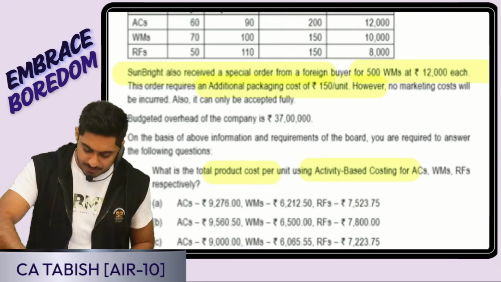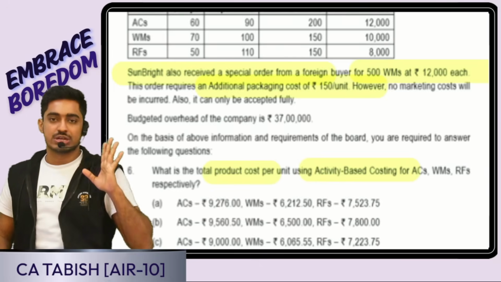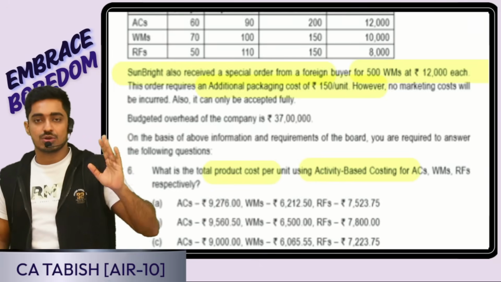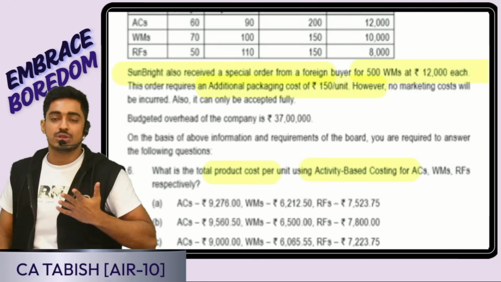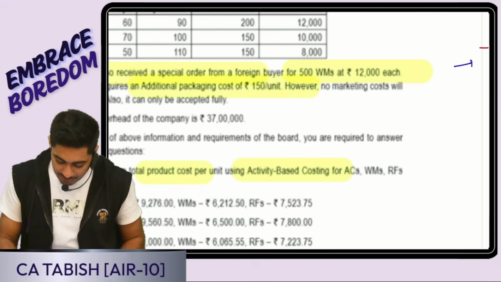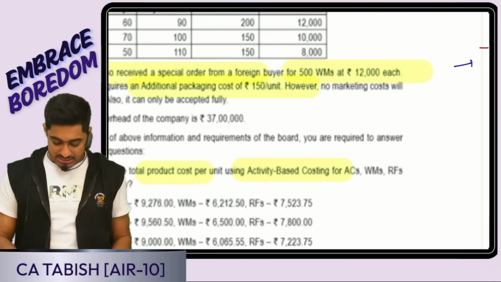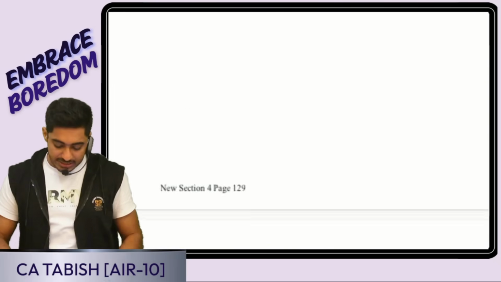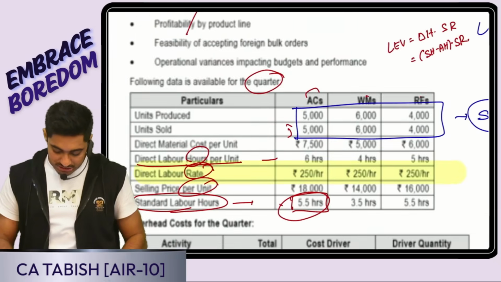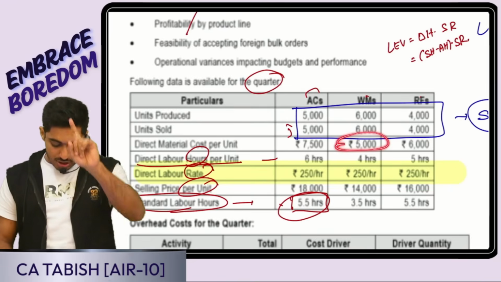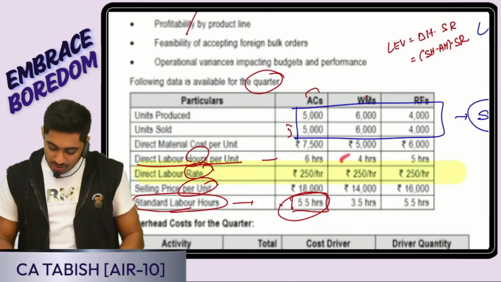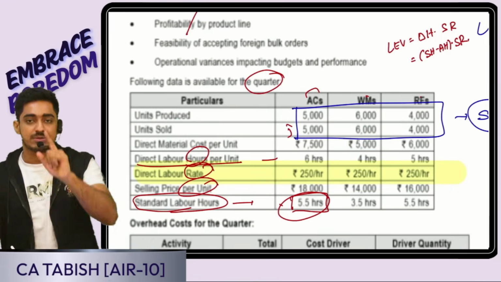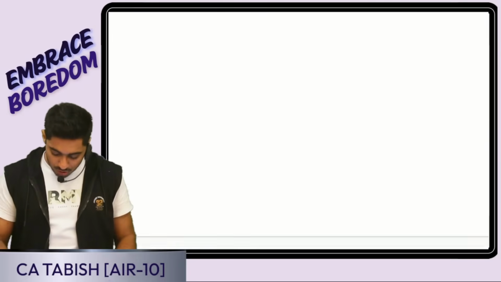How? Let us try understanding. Pay attention. Very simple, students. For 300 there is no tension, I can sell. Yes or no? I will see whatever contribution I get on 300 units. Tell me, at what price am I selling? 12,000. Yes. For this I am incurring an extra packaging cost of 150. Apart from that, normally what costs am I incurring for a washing machine? Sir, a material cost of 5,000. Labor cost is 4 hours at the rate of 250. That means 1,000 I am incurring.